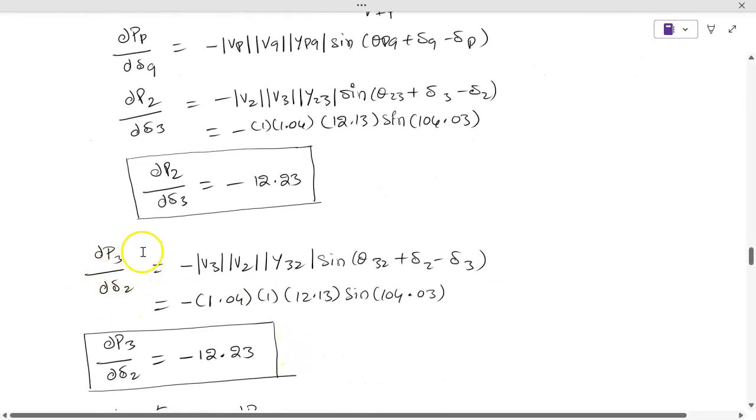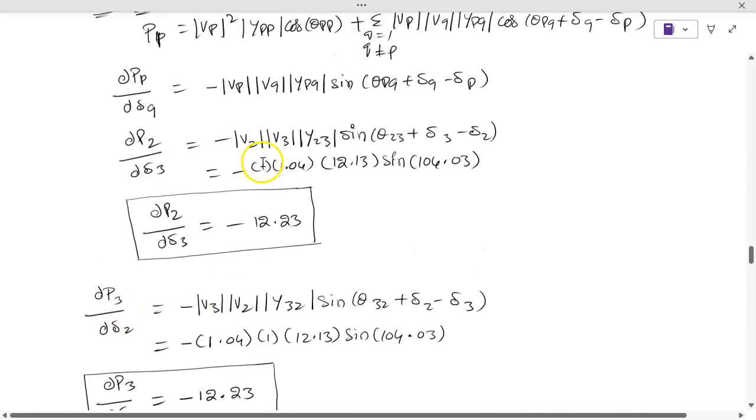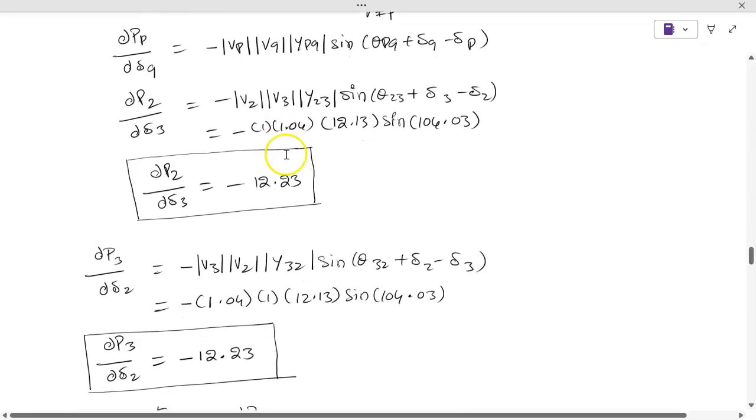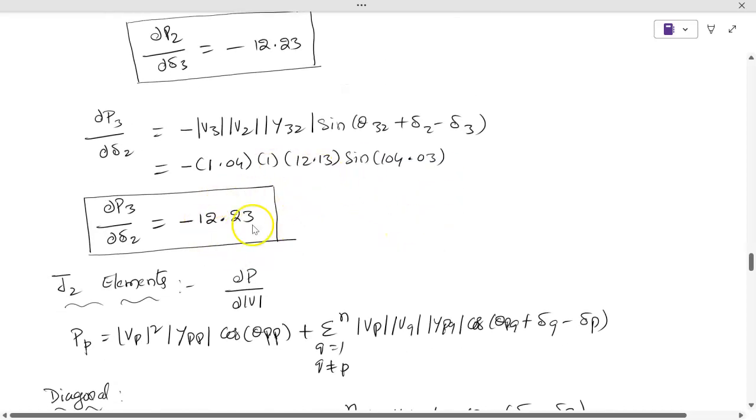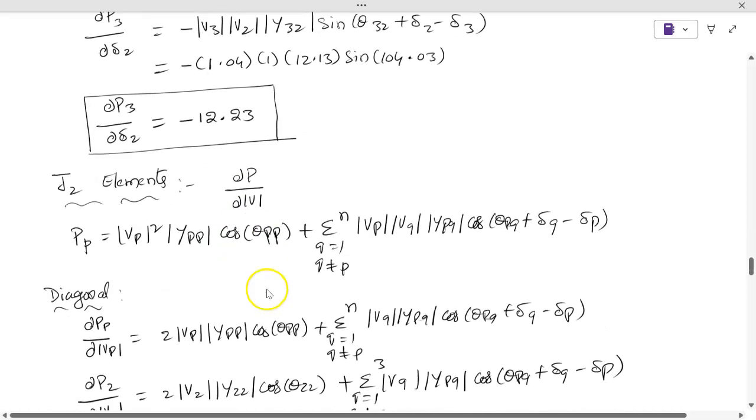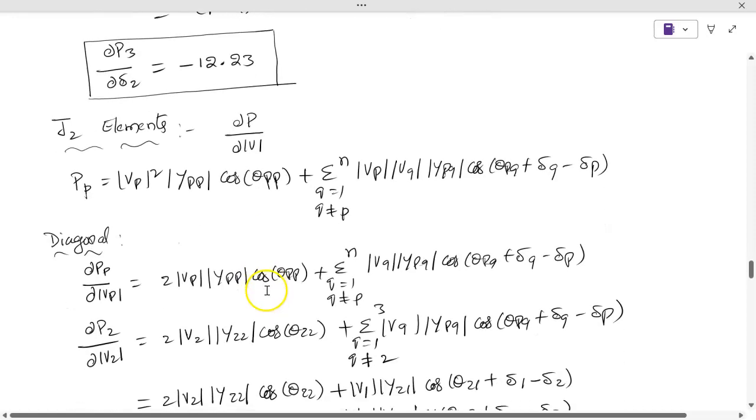And another one is also dou P3 by dou del 2. Here P becomes 3, Q becomes 2. So in the same equation, substitute P is equal to 3, Q is equal to 2. Then this is also the same value, minus 12.2. So with this J1 terms are over. Similarly you can calculate all the J2 elements also.